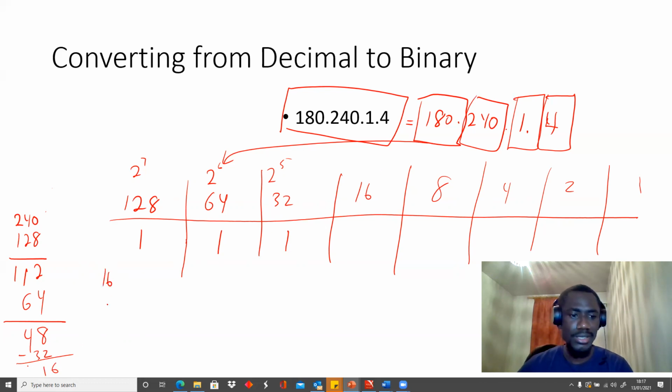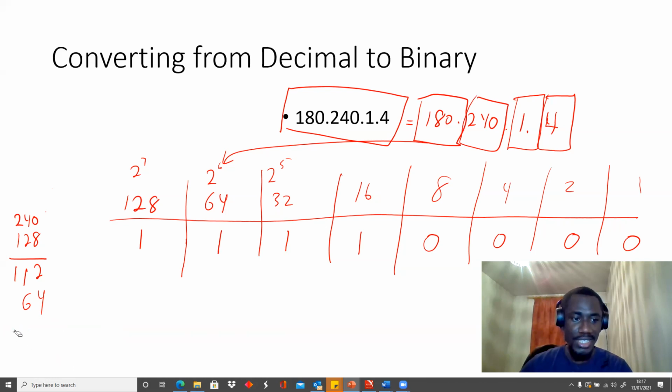So we have 16 left. Can we buy from the 16 shop? Yes, we can. And that leaves 0, so 1. We have 0. Can we buy from 8? No, we cannot go to that shop. We don't have any more money left. So 240 has been translated into binary using the same idea.